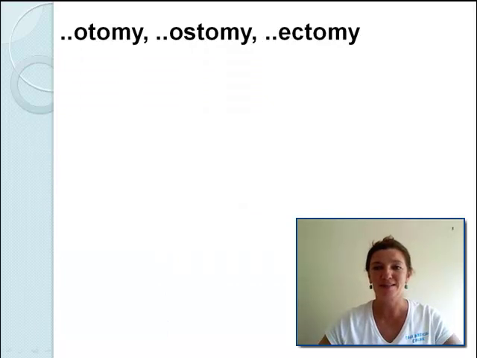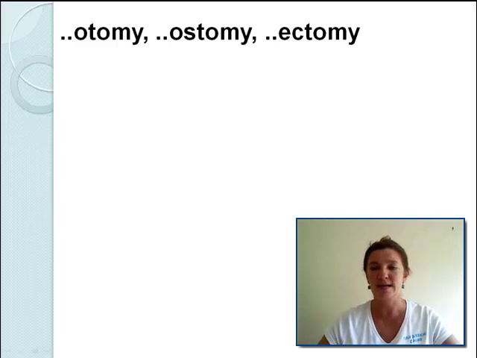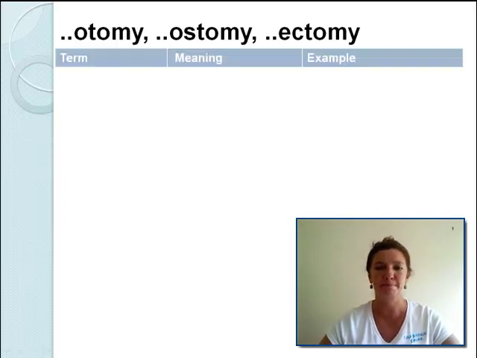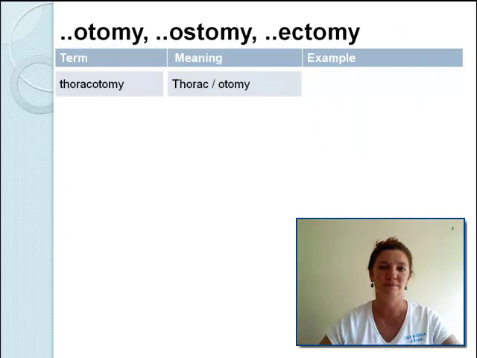Time to revise the suffixes otomy, ostomy and ectomy. If you remember, otomy is incision, and ostomy, with that S for staying open, is our opening, and ectomy means removal of. Think excision. If you excise something, you take it away. Our first term, thoracotomy. Let's break it down. The meanings are going to come later. I want you to think about them as we go through the list.